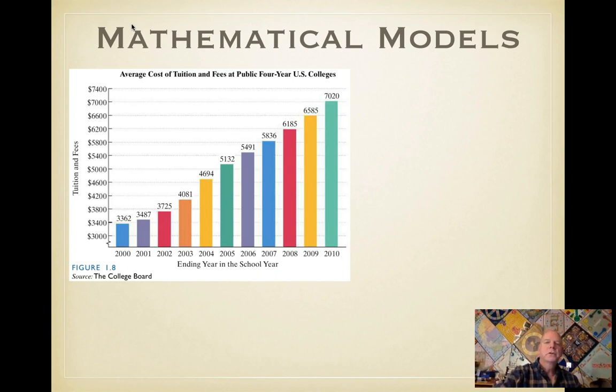So first of all, let's look at this bar chart here. It's the average cost of tuition and fees at a public four-year U.S. college. So since 2000, from 2000 to 2010, they have increased substantially. Man, that's crazy.